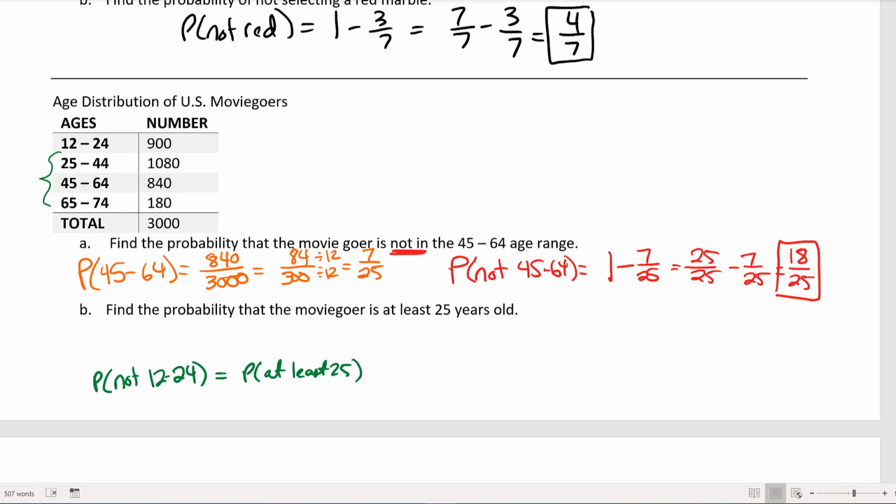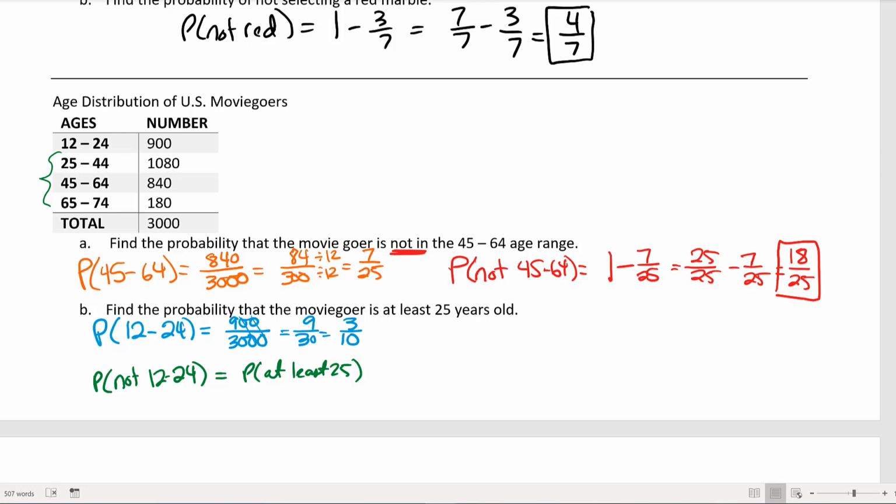Now, in order to find the probability of not 12 to 24 years old, I need to find the probability that they are first. So I'm going to spend a little bit of time finding the answer to a problem that wasn't even asked because I need it. So the probability that we have moviegoers between the ages of 12 and 24 is 900 over 3,000. Now this divides out evenly because the two zeros divide out real nicely, and I have 9 over 30, which reduces by 3, and I get 3/10.